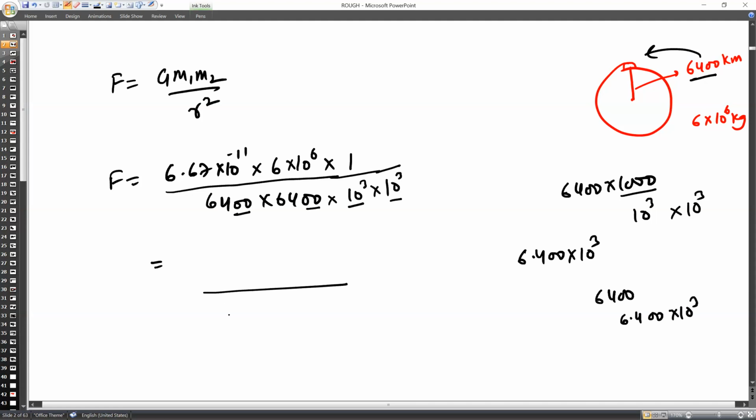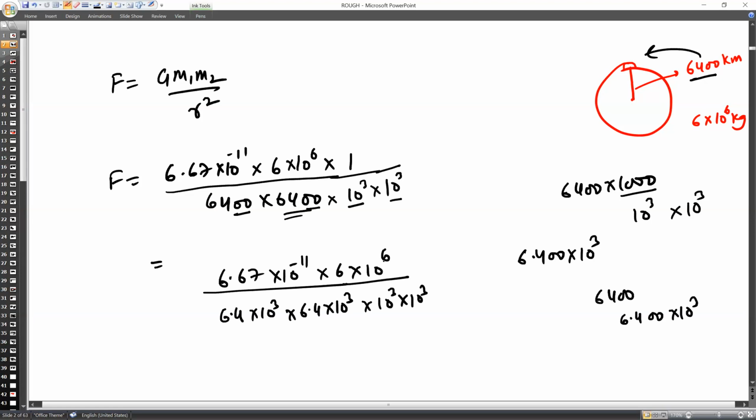So you can write it as 6.4 into 10 to the power 3. Then write 6.4 into 10 to the power 3, and another 10 to the power 3 and another 10 to the power 3 we are going to have here. Then 6.67 into 10 to the power minus 11, into 6 into 10 to the power 6, into 1. This is the mass of the earth. Okay, you understood? Yes.